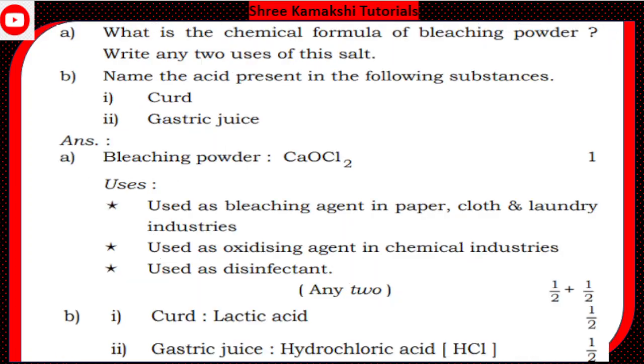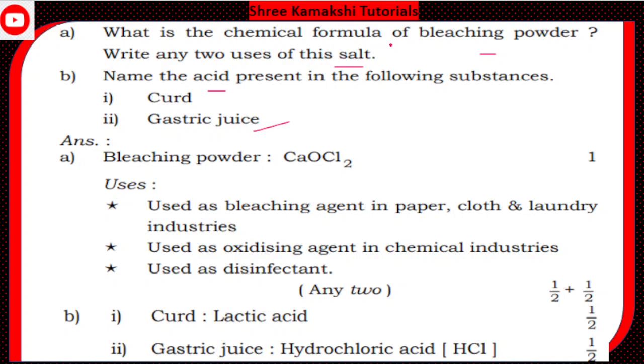Understand? The next question is: what is the chemical formula of bleaching powder? Write any 2 uses of this salt. And the second question is: name the acid present in the following substances: curd and the gastric juice.